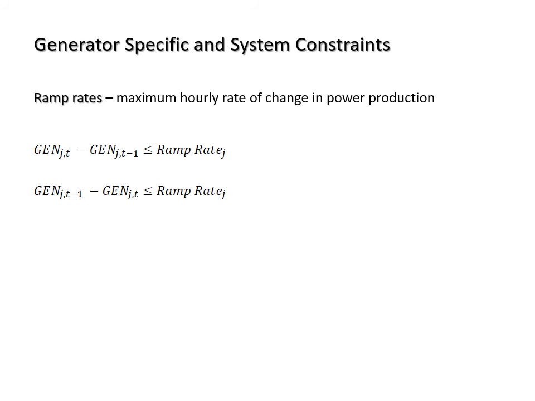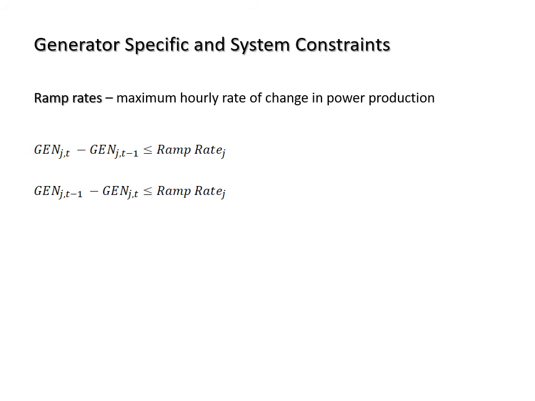Examples would be combustion natural gas turbines, hydroelectric dams. We need power plants that can do this, that have very high ramp rates. Other types of power plants may be way less flexible, like coal-fired power plants, and have very low ramp rates, which means they're much more constrained in their ability to change the level of electricity production on an hour-to-hour basis.